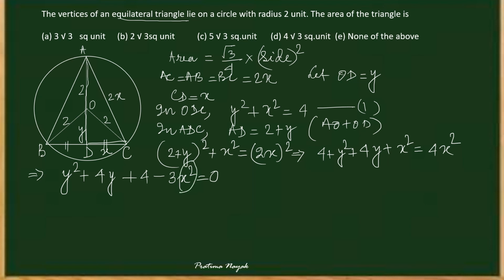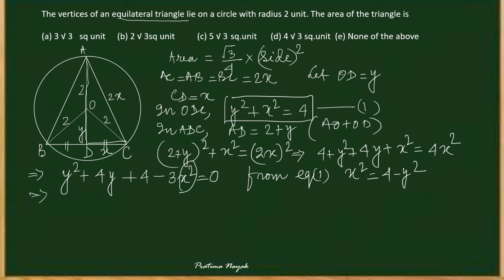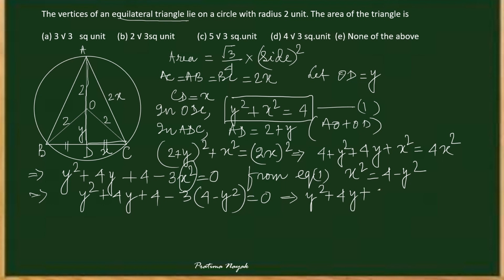Now this value of x square I'll get from equation 1. From equation 1, x square is equal to 4 minus y square. Now putting in the above equation, I'll get y square plus 4y plus 4 minus 3 into (4 minus y square) is equal to 0. Or y square plus 4y plus 4 minus 12 plus 3y square is equal to 0. Or I'm getting a quadratic equation, 4y square plus 4y minus 8 is 0.